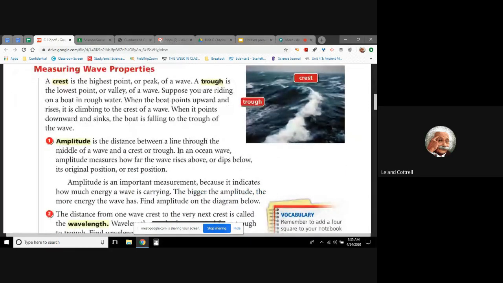Measuring the properties of waves. A crest is the highest point or peak of a wave. A trough is the lowest point or valley of a wave. Suppose you are riding on a boat in rough water. When the boat points upward and rises, it is climbing to the crest of a wave. When it points downward and sinks, the boat is falling to the trough of the wave.